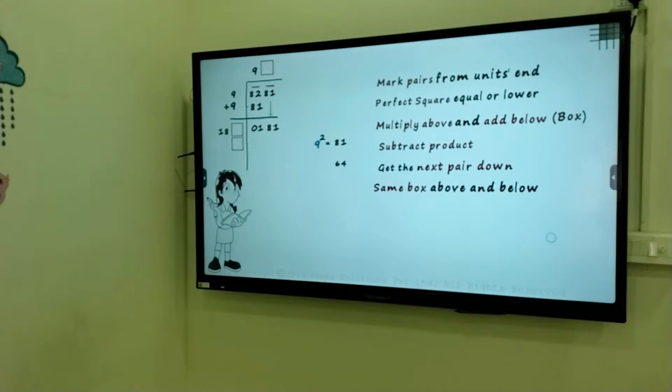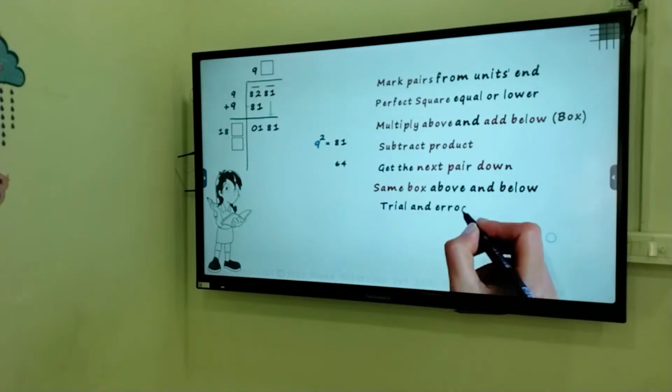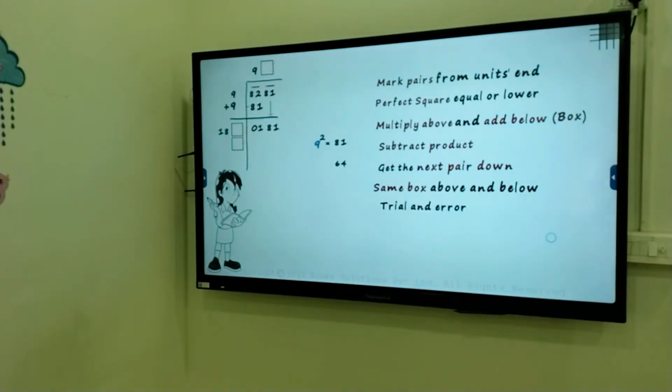The next step, according to me, is the most interesting step of the long division method. We use trial and error to find the digit in the boxes. We look for the product of two numbers, which gives us 181. This is how the product should look. What number do you think we can write in the boxes to get 181 as a product? Remember, the digits in both the boxes have to be the same.